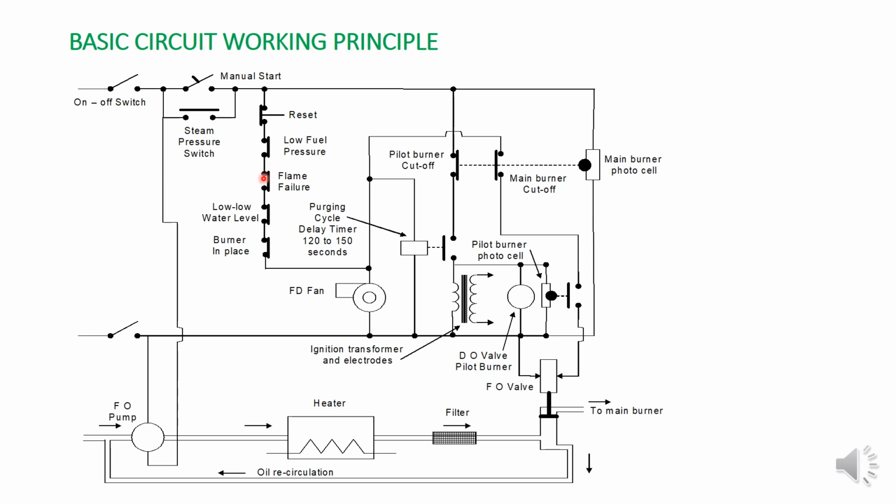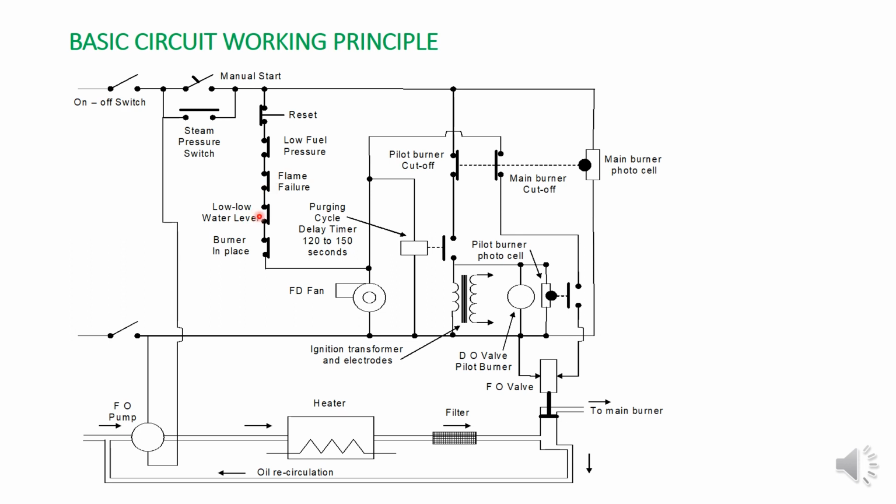So what is the next safety interlock? The flame failure. Once the pilot burner is fired, if the flame eye or flame scanner cannot detect whether the pilot burner is fired or not, it means either the flame scanner is faulty, or the flame eye is faulty, or maybe the relay is faulty, or some dust or carbon is deposited on the flame eye. So you have to check that before firing the main burner. A flame alarm will occur if the flame is not detected.